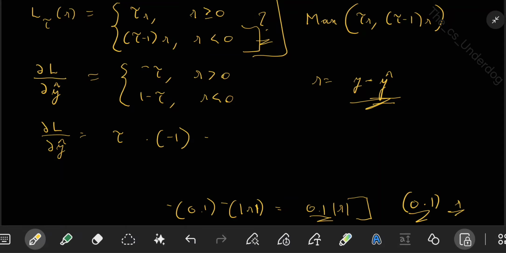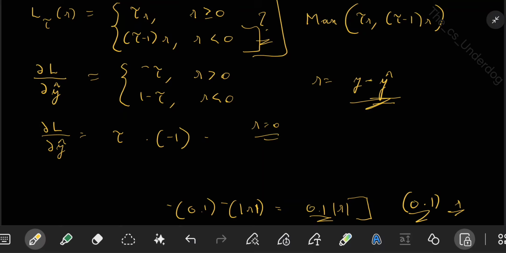What did you find out here? One more thing. Why did I remove r equal to 0? Because at r equal to 0, the derivative is not defined, the same way it was for MAE, mean absolute error. But in all other places, you have the derivative.